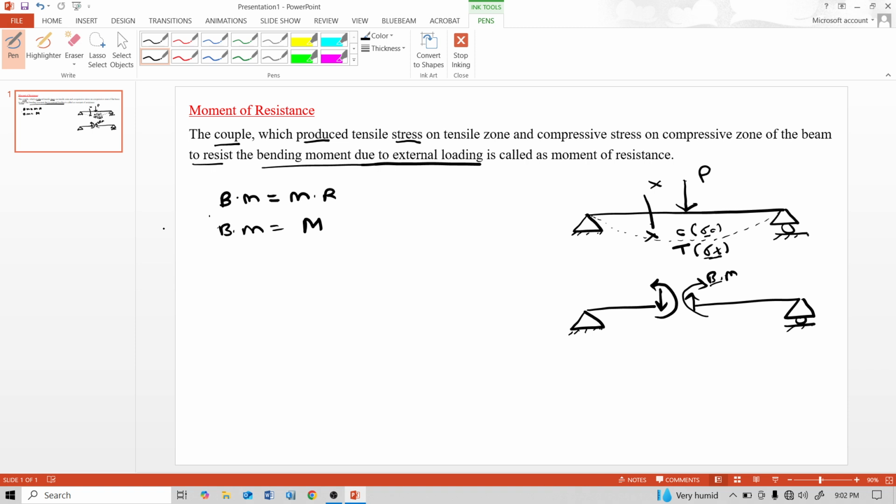When the bending moment is greater than the moment of resistance, the member will fail. So for the safer side of design of a beam, the bending moment is always equal to the moment of resistance. If the bending moment is greater than this capital M, the moment of resistance, then the member will fail.